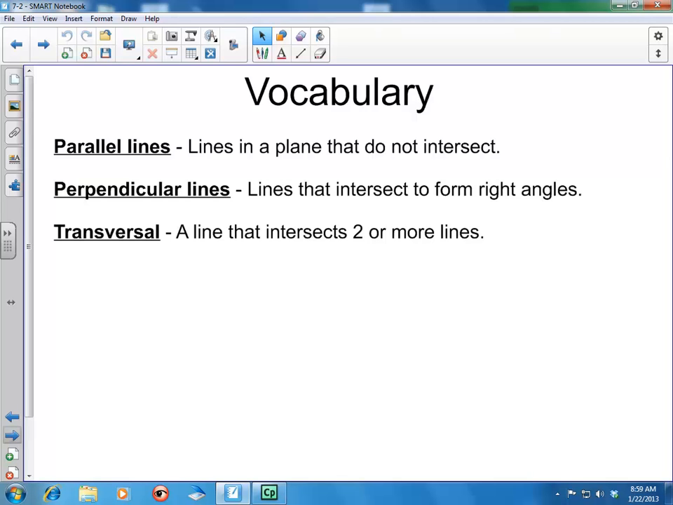And I'm sure you guys have already talked about parallel and perpendicular lines at some point in time. Transversal might be new to you, but it's really not that hard. So let's take a look at our next slide.